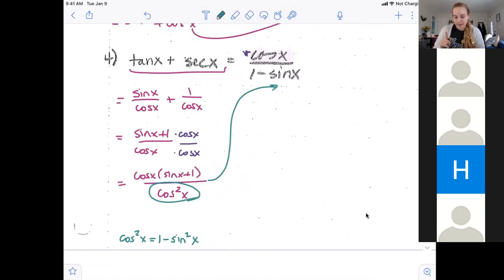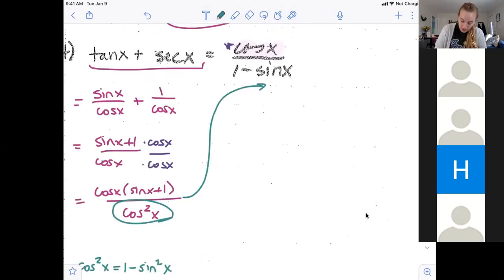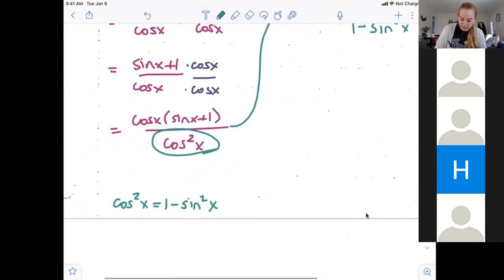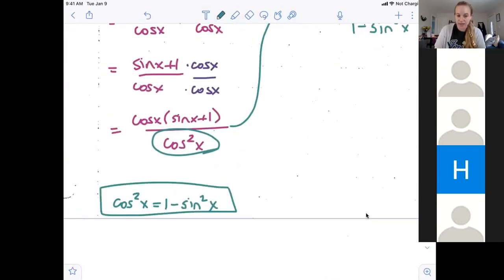But we'll do that in a second. Let's first substitute this in. So I'm going to keep my numerator the same, but I'm going to put on the denominator 1 minus sine squared x. Again, this is literally a statement on your identity sheet.